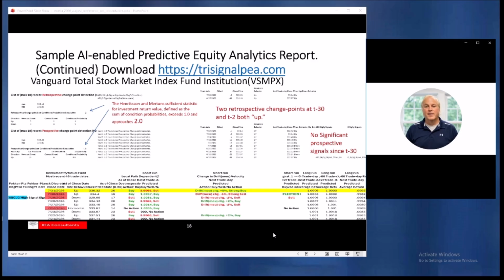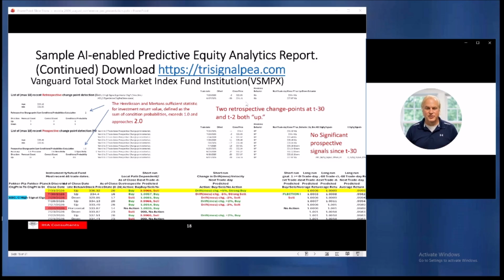Examining the trend in average return for raw signal matrix ABC reveals strengthening from 1.0003 to 1.0006, with filtered signal matrix C strengthening from 1.0008 to 1.0009. The retrospective change point indicates a long-run forecast of up behavior from 334.